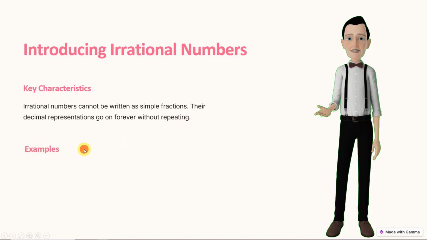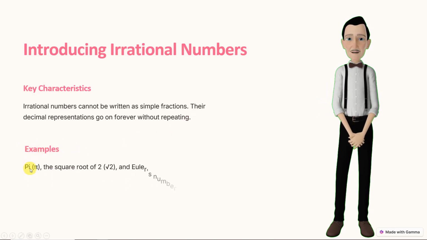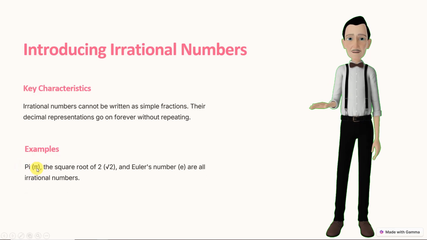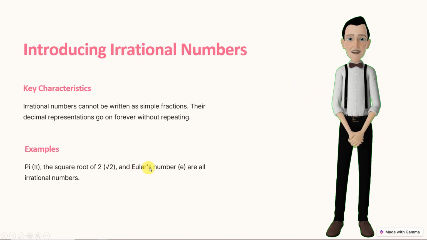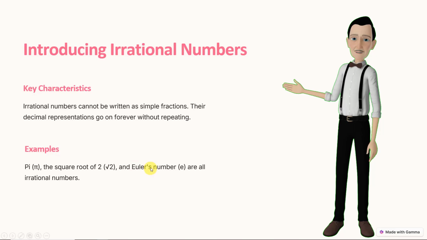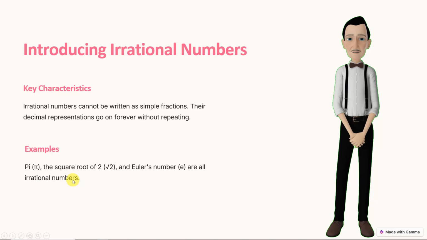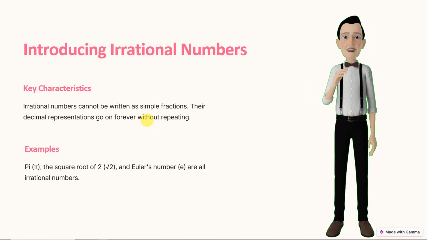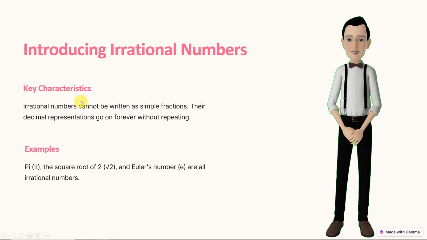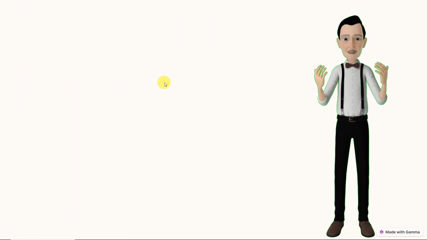Examples of that are, for instance, pi. You use this continuously when you're working with circles. The square root of 2, there's no end to it. Euler's number, which you'll come across many times when you're programming games, and Euler angles, are all irrational numbers. If you watch the previous videos on the podcast on irrational numbers and rational numbers, you'll see exactly how to determine the difference between the two.